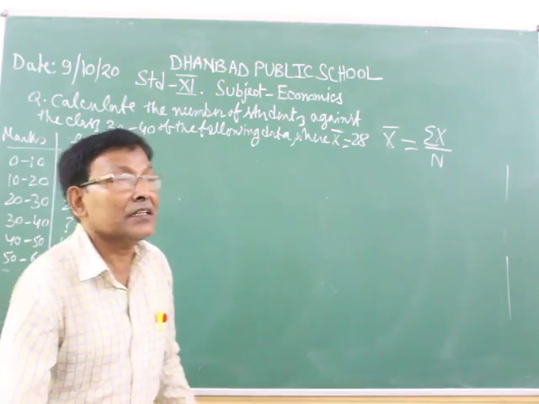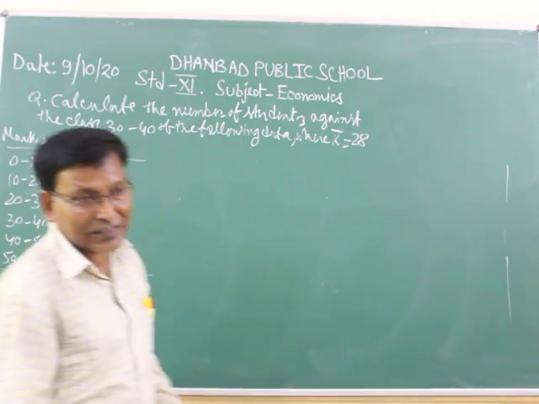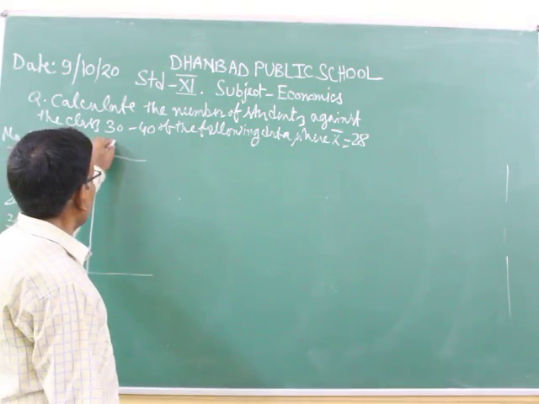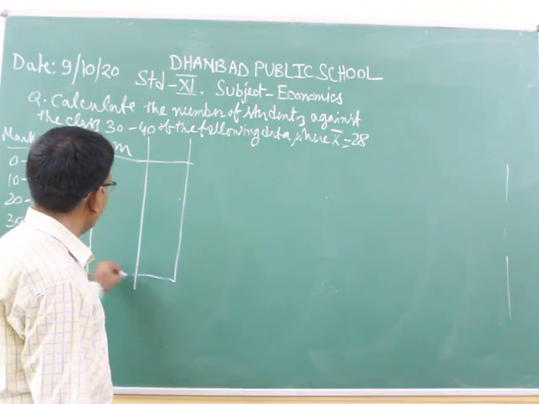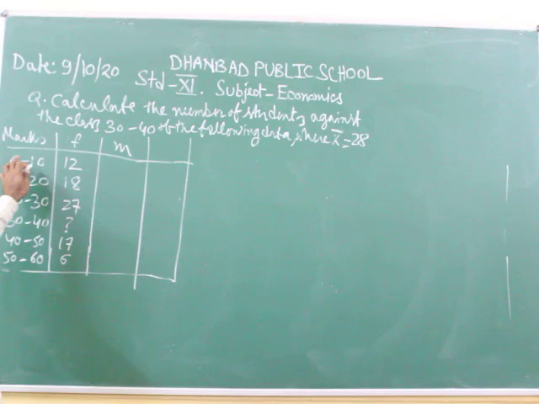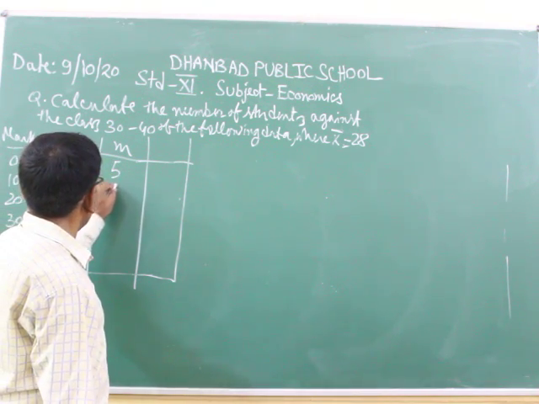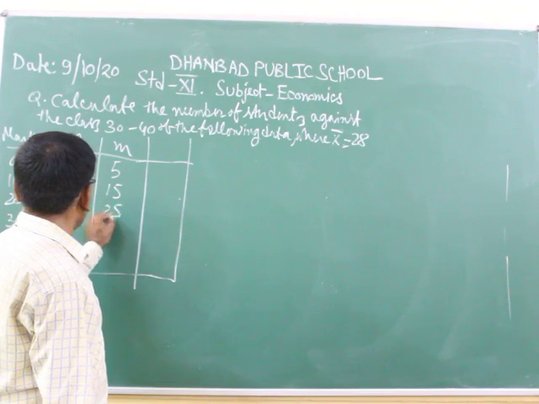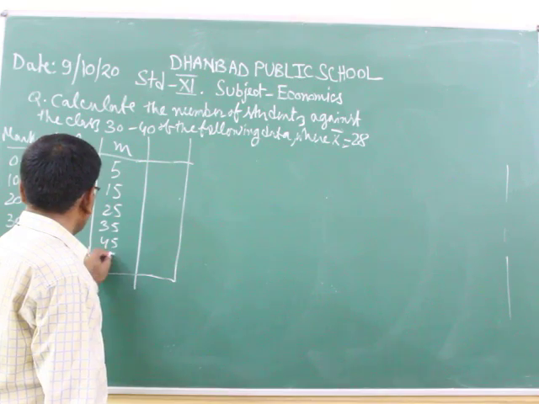In this case, there are three methods to calculate mean, but we will apply the direct method. It will be easier for you. After that, what we have to do? We have to take the column of m, that is lower limit plus upper limit by 2. 0 plus 10 by 2 is 5. After that 15, after that 25, 35, 45, 55.